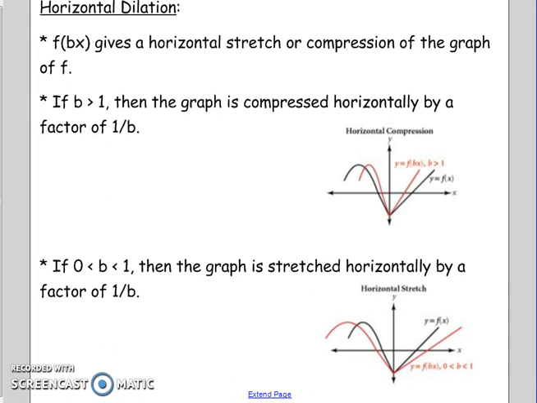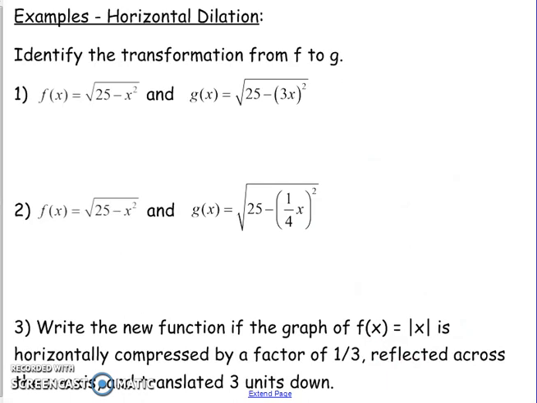And it's going to be by a fraction instead of by a whole number. Same thing goes for when you're given a fraction. If you're doing a compression, you're going to have a larger number. If it's a stretch, it's going to be a fraction. So it's like the opposite of the other one. If you remember vertical, you just have to flip everything for it to be horizontal.